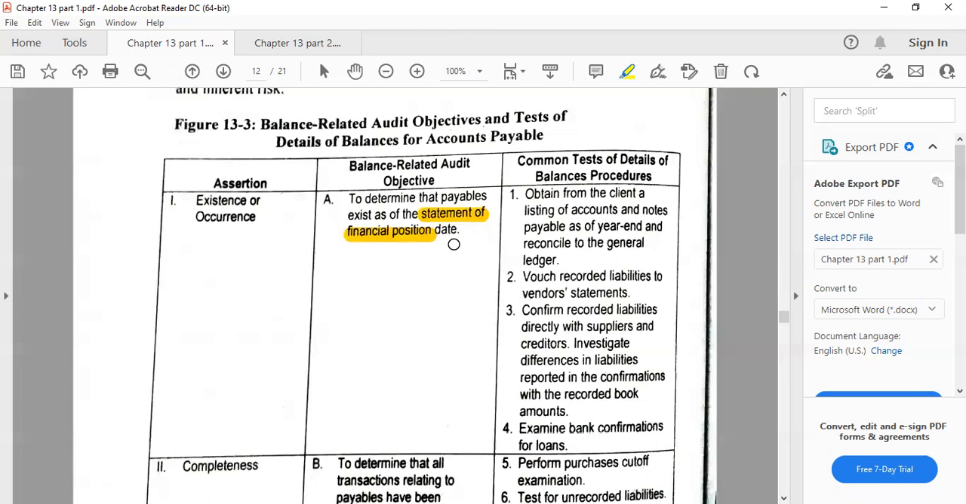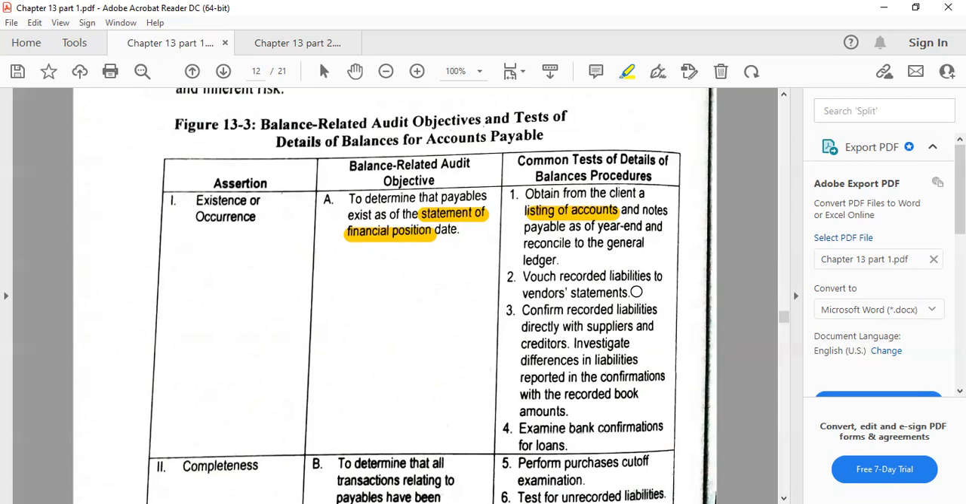So how do we do that? How do we verify? We can verify by obtaining from the client a list of accounts and notes payable as of year-end and reconcile it to the general ledger. This list of accounts is actually the subsidiary ledger. So the total amount owed based on the subsidiary ledger should match the balance as presented in the general ledger.